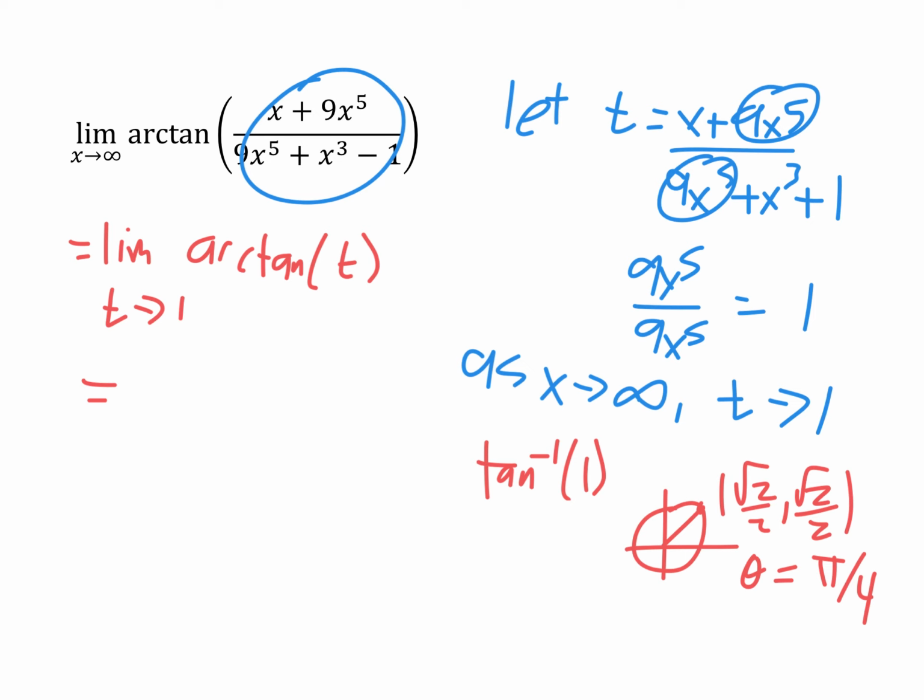If you want to do it in 2 steps, you could write it as simply arctan of 1, because you get to plug it in the limit. And then arctan of 1 is pi over 4.